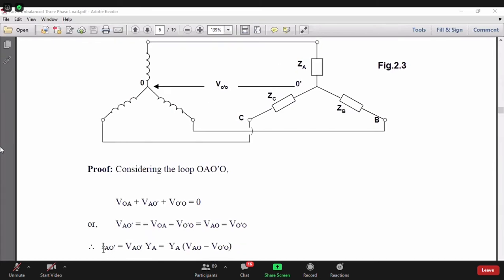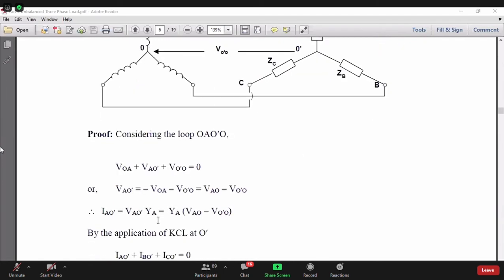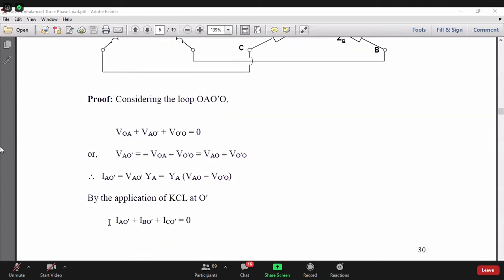So what is IAO prime? IAO prime means AO prime, that is the phase current of the load. Straight away VAO prime into admittance. Then AO prime, I substitute as this, VAO minus that neutral shift. AO is the source voltage. So you get this. The same thing if you do for all the three phases.